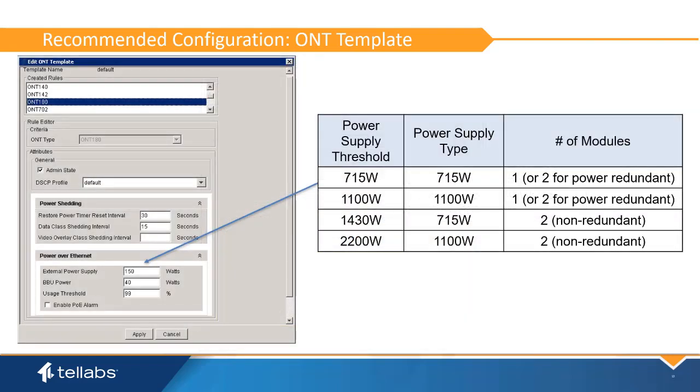For the ONT 248, set this threshold according to the power supply installed in the unit and the power redundancy requirement. This will ensure that power redundancy is retained even if the ONT is not close to a power shedding situation. Usage threshold alarms are enabled if they are to be turned on.